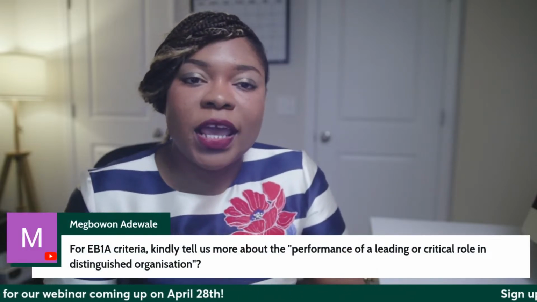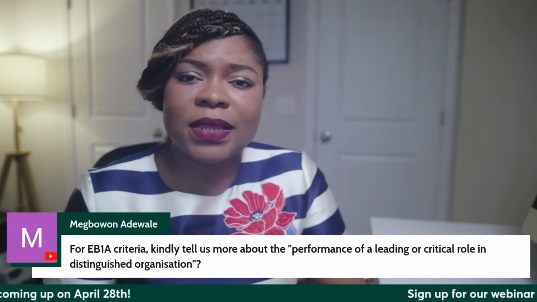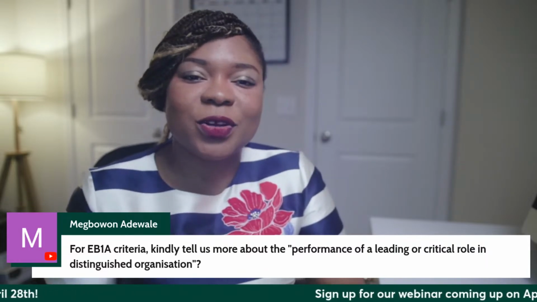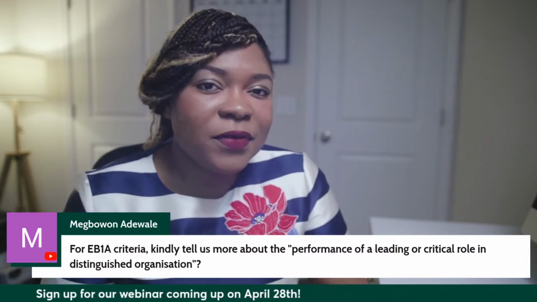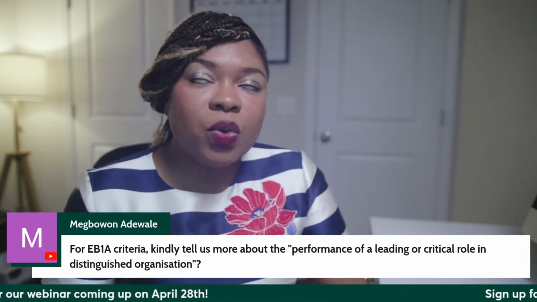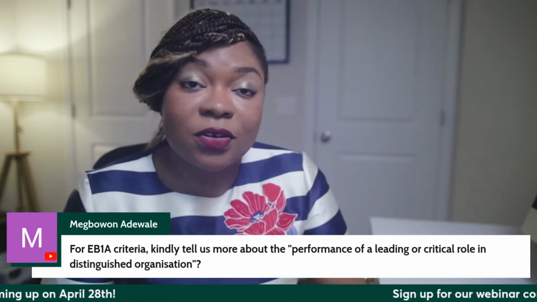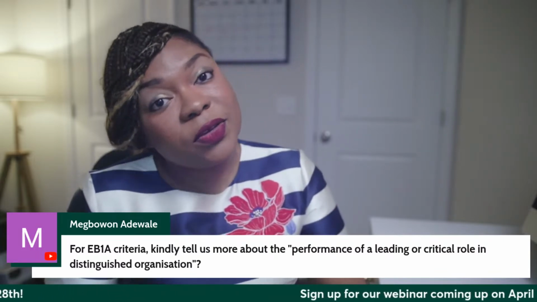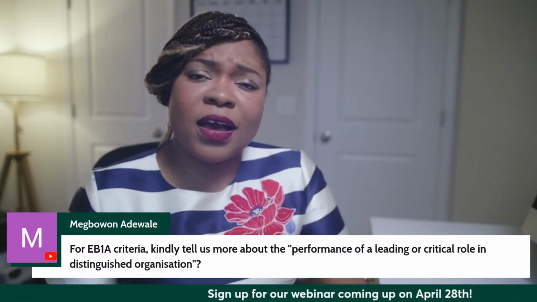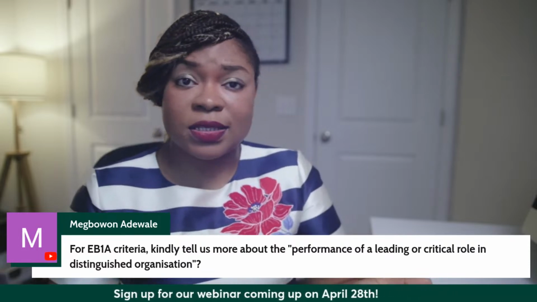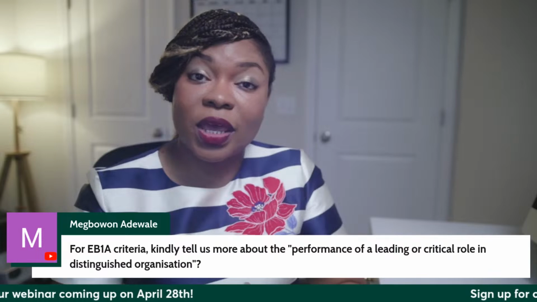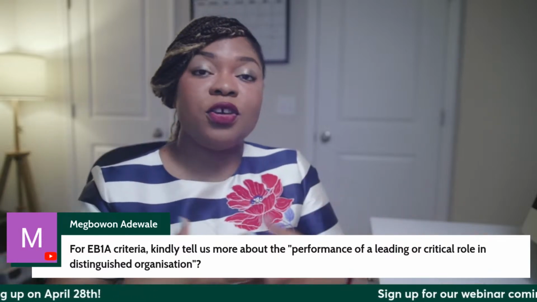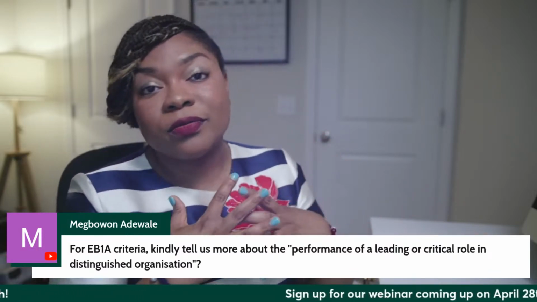For EB1A criteria, kindly tell us more about the performance of a leading or critical role in distinguished organizations. It's a great question. So the kind of examples that USCIS has given is people who are like directors at the organization. They have executive roles, like even in a professional organization. Let's say you're the president of that organization. You have a critical role there. You lead people. You're entrusted with. You're not just a follower, basically, right?